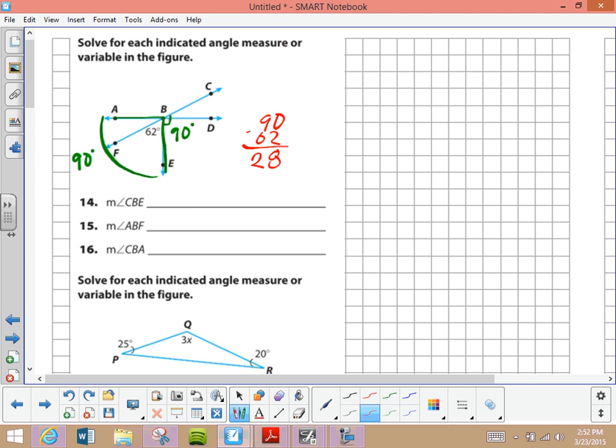What does that mean for this one, right? 28 degrees. How can I make sure that those are correct? And that should give me what? 90, correct. So what else do I know now that I found 28?